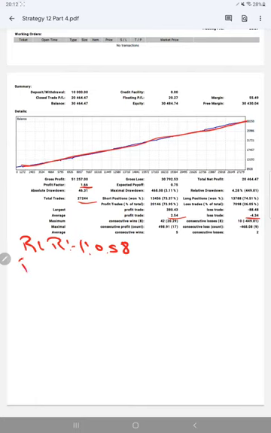1:0.58, and calculating the break even point from that, the required accuracy is 63%. Comparing with the current account accuracy of 73%, we can say we are up by 10% than the requirement.